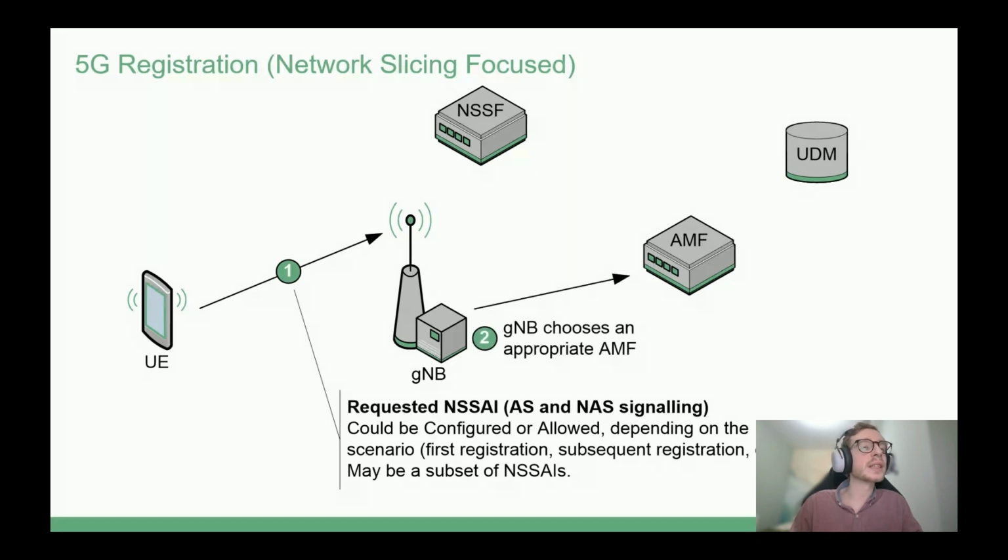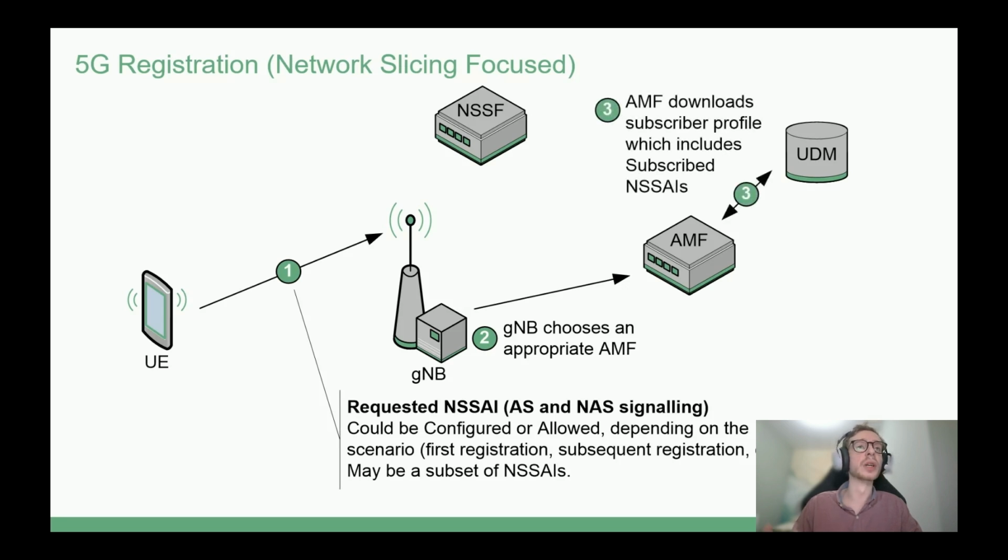So this requested NSSAI could either be the configured one, remember that the device has been pre-configured on it before it registers, or it could be an allowed list. If it's registered to the network previously, and this is a subsequent registration, it could use that allowed list. The AMF from this point onwards is going to download that subscriber profile for the registration process. And within there, we're going to have a list of network slices that that device is actually allowed to access.